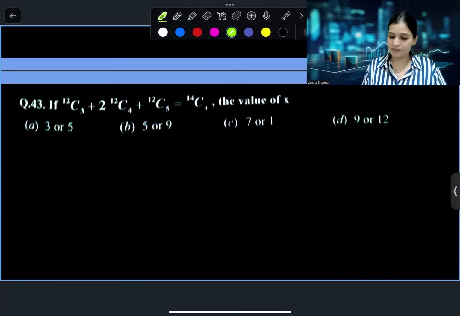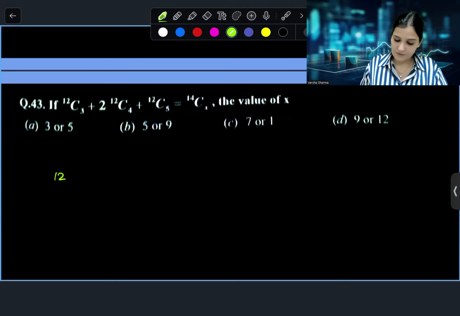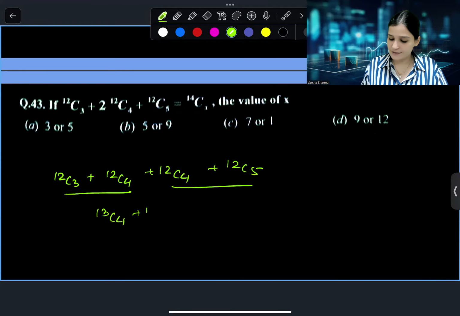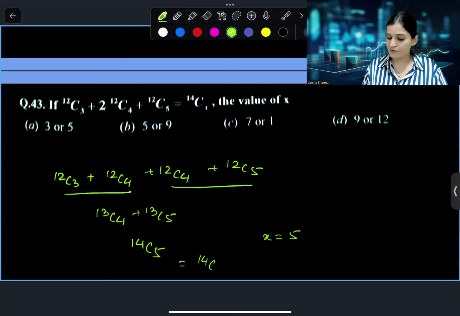43. Repeat question. Answer would be 12C3 plus 2 times 12C4 plus 12C5. This is 13C4 and this is 13C5. So 14C5. So X can be 5. But 14C5 is also the same as 14C9. It can also be 9.